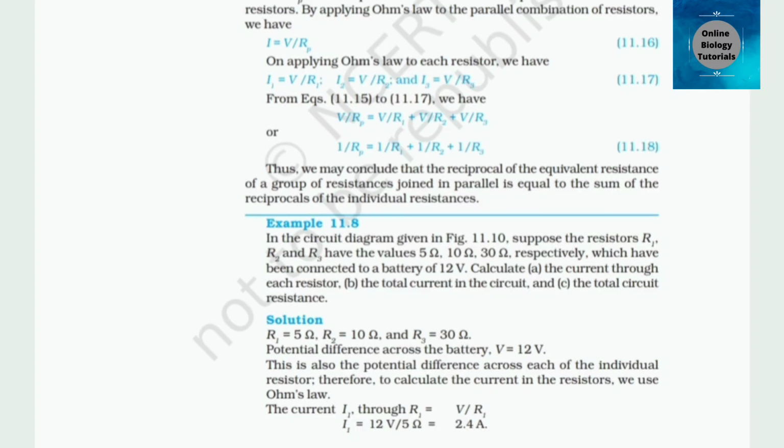Example 11.8. In the circuit diagram given in figure 11.10, suppose the resistors R1, R2 and R3 have the values 5 ohm, 10 ohm, 30 ohm respectively, which have been connected to a battery of 12 V. Calculate A, the current through each resistor, B, the total current in the circuit, and C, the total circuit resistance. Solution can be seen from the book.